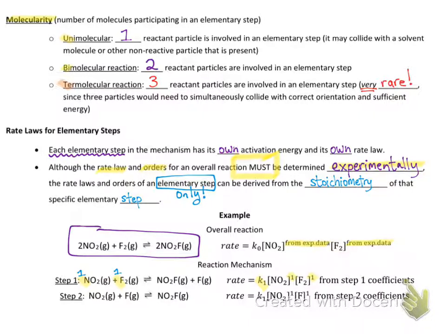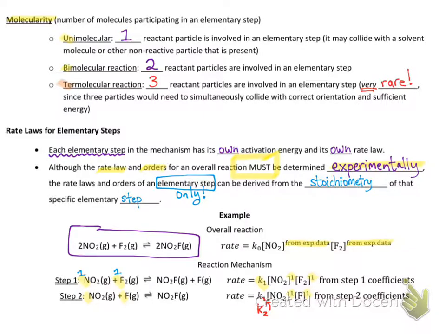And the same thing would happen if you were looking at the second step. Once again, you are using the stoichiometry to determine the order. Oops, quick typo. The rate law for step 2 should have K sub 2.